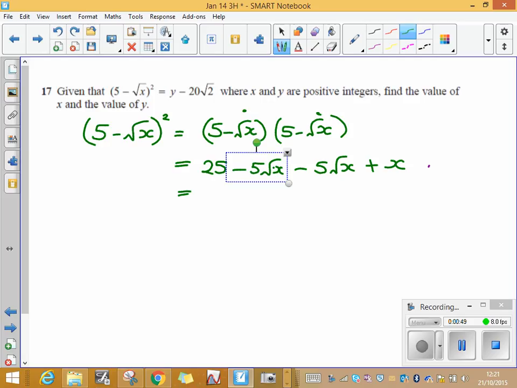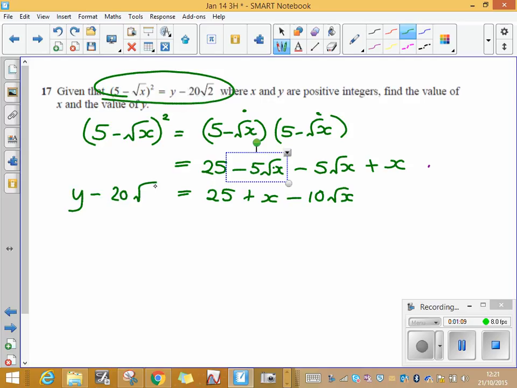I'm going to rewrite this as, I'm going to do the non-square rooty bits first, so that's 25 plus x, and then I can put these two together. Minus 5 root x minus another 5 root x is minus 10 root x. Now, I am told that that expression is the same as y minus 20 root 2.